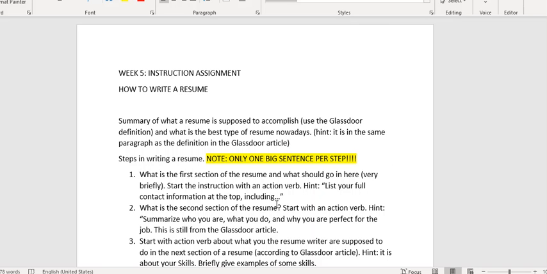I try to help you as much as I can, but obviously I'm not going to write the sentence for you. Although I did actually do that for step 1. I wrote: list your full contact information at the top, including address, phone number, and email. So I basically gave you the first sentence of that step, how to write a resume. Then you go to the second step.